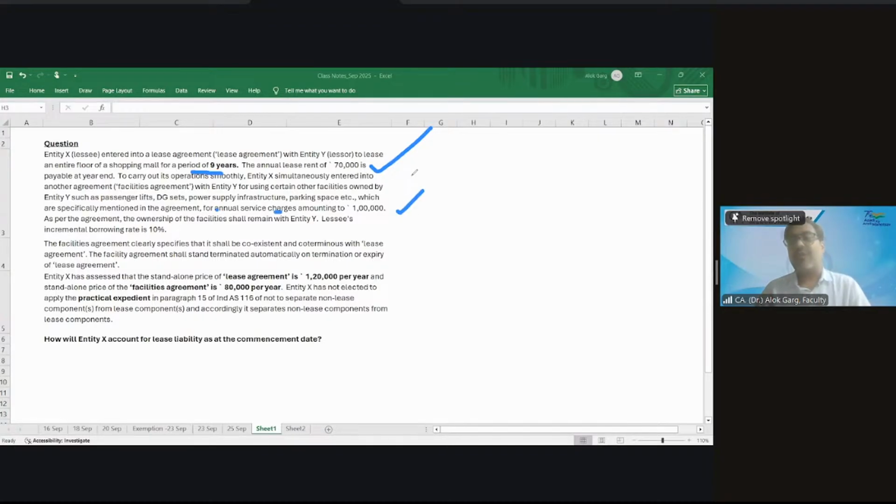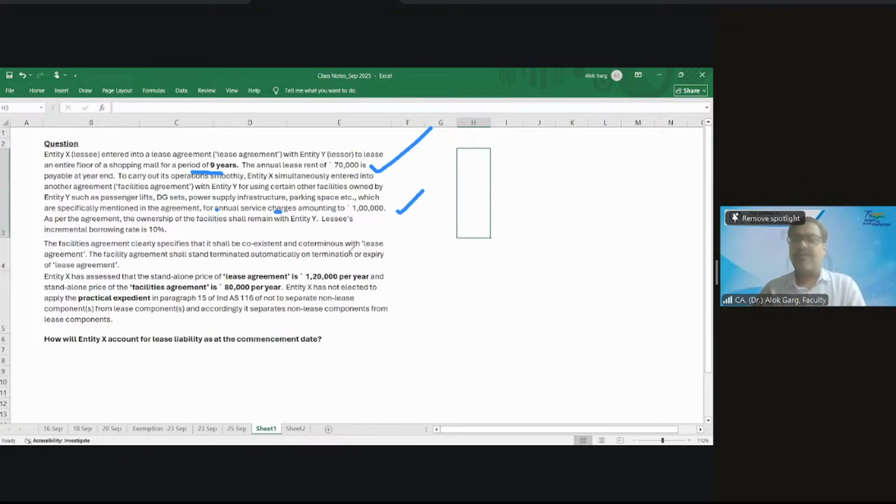So what is the total payment here? The total payment is 1,70,000 rupees, right? So if you see this particular aspect, for the lease component, the lease rent, this entity is paying 70,000. For the maintenance agreement, this entity is paying 1 lakh.